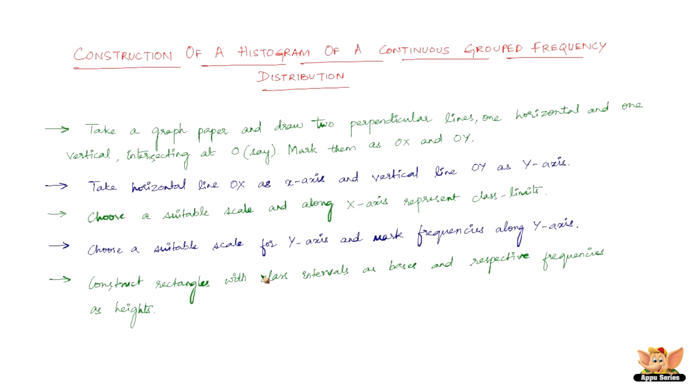Another important note that I'd like to include here is that the scale for x-axis may not be the same as the scale for y-axis. The selection of scale depends upon our convenience and the type of data. The forthcoming videos will have illustrations of this step-by-step explanation on how to construct a histogram of a continuous grouped frequency distribution.